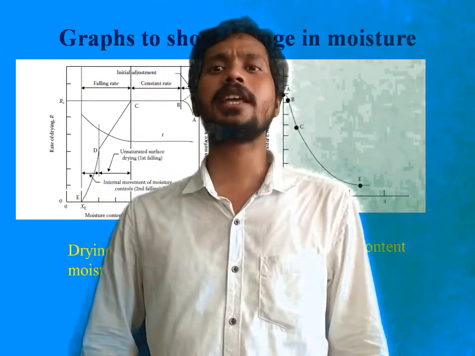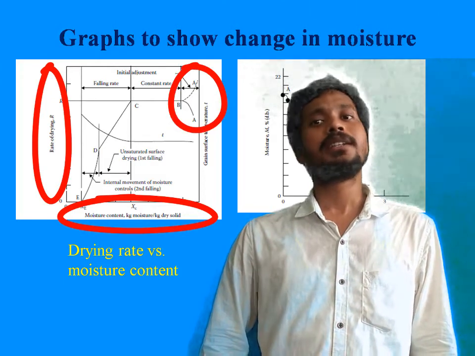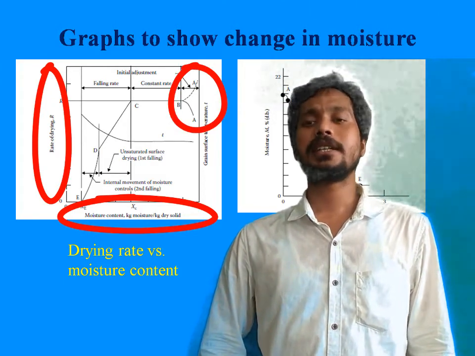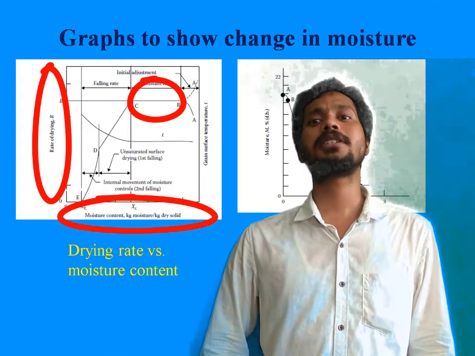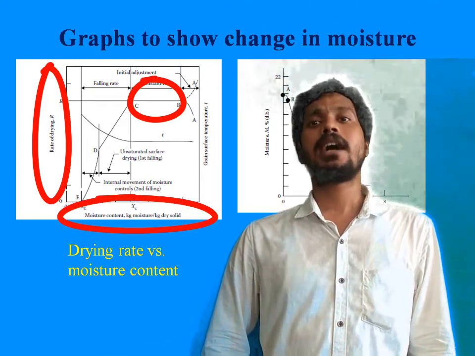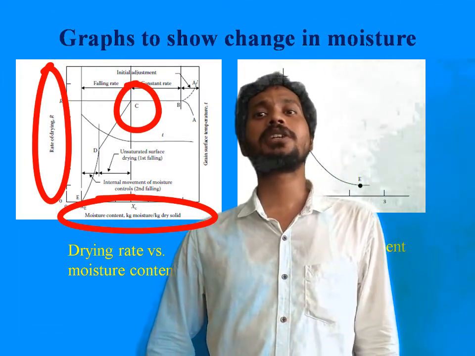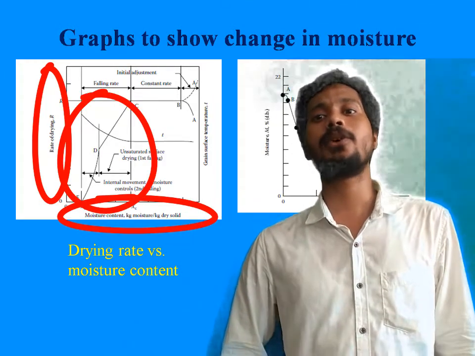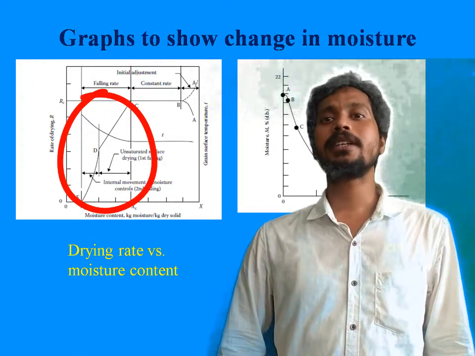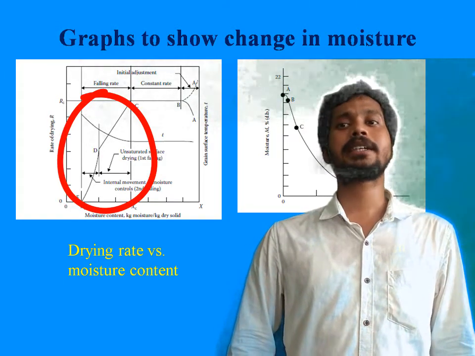So you see drying rate versus moisture content. From A to B there is initial adjustment, and then from B to C there is constant drying rate. That is because the surface is fully saturated, and then the surface is no longer saturated, so it reaches the critical moisture content, and after this critical moisture content, the falling rate starts. That falling rate can also be divided into two: first falling rate and second falling rate.